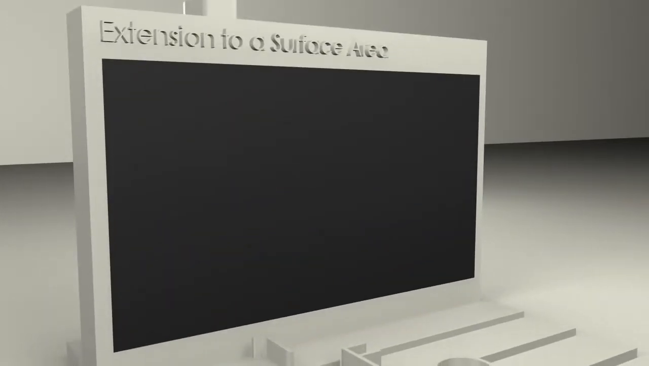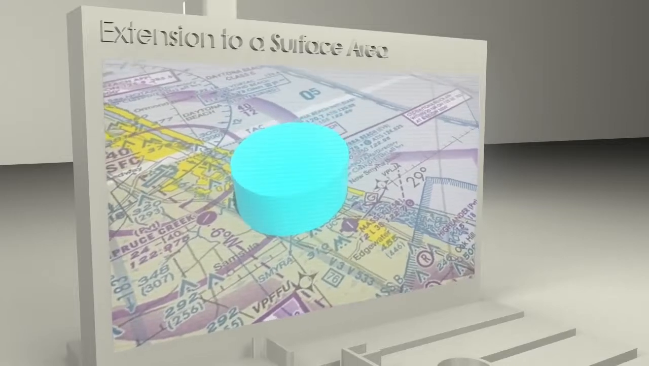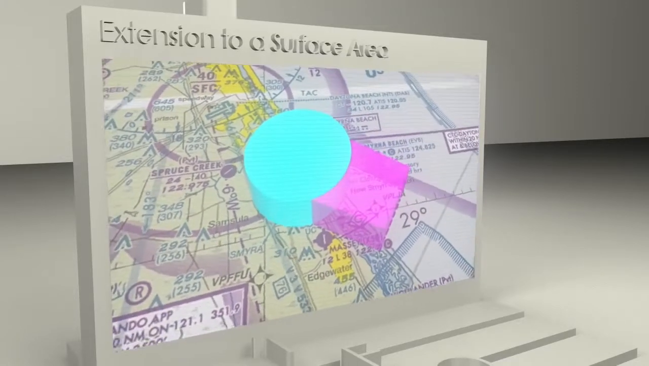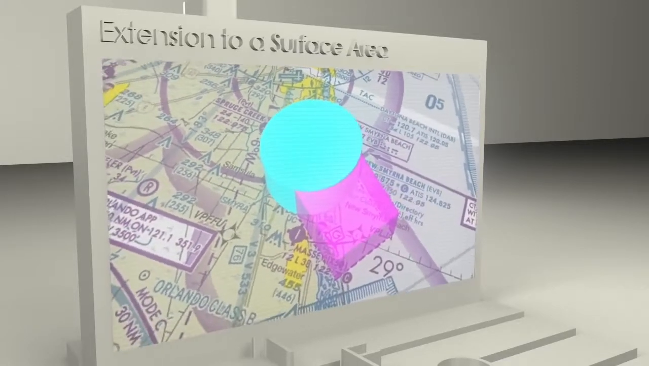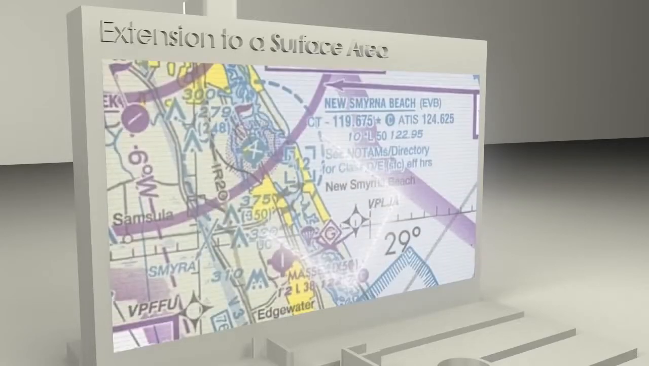Extension to a surface area. These areas serve as extensions to Class B, C, or D to allow for instrument approach procedures into that airport. This area is also depicted with a dashed magenta line, but does not surround an airport.